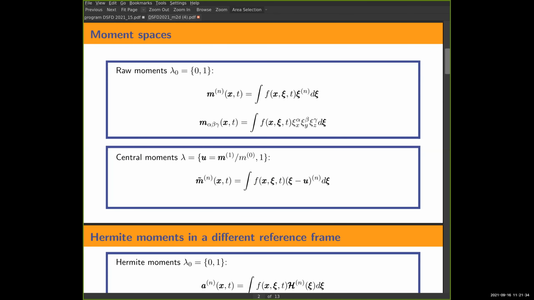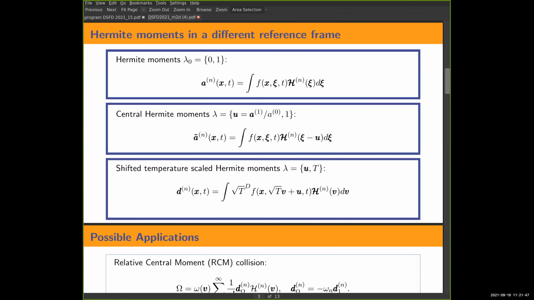Let me remind you of some moment definitions. We have raw moments, which are expressed through monomials. We can transfer to central moments where the velocity is taken from this point in space. And also Hermite moments are greatly used in many codes for gradient expansion, for Hermite moment expansion, for regularization in lattice-Boltzmann collisions, for validation of the method in Chapman-Enskog expansion, etc. They're also used in the collision operators.